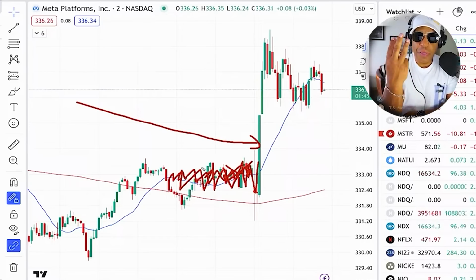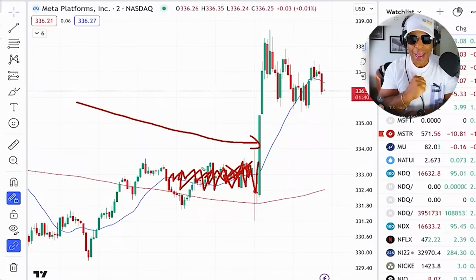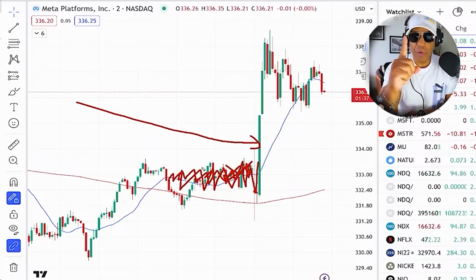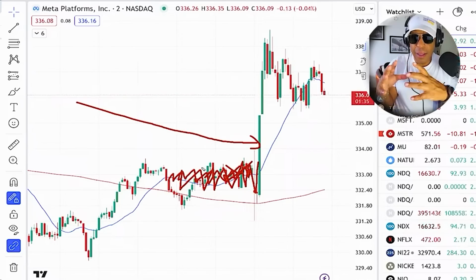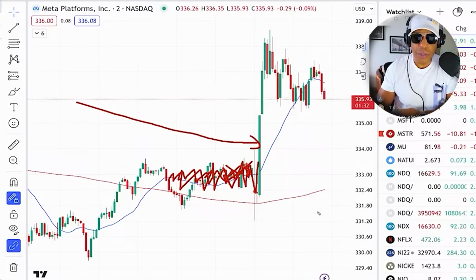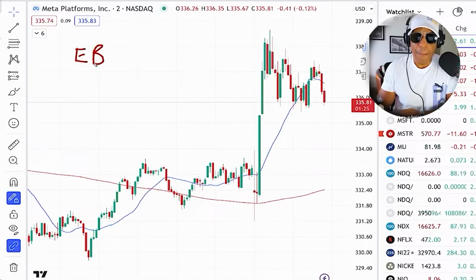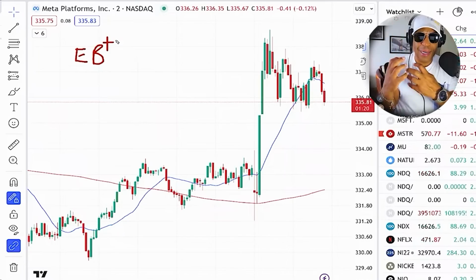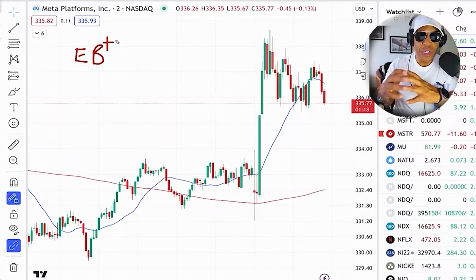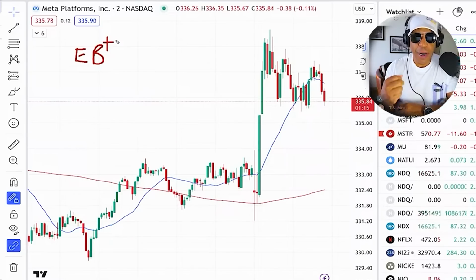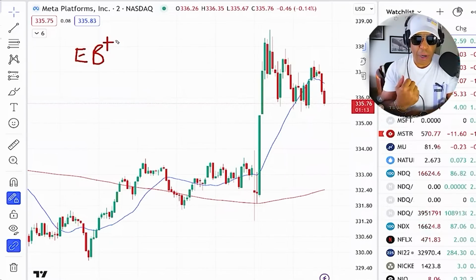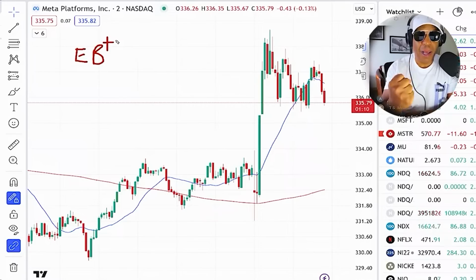And so the three items that I want you to be aware of that set up what I consider to be the most powerful play that we have in our arsenal is elephant bar plus. The surge part is the plus part. This is not just a strong green bar. This is more than a green bar. It's a surge. It's a plus.